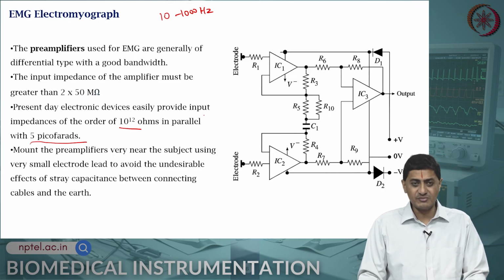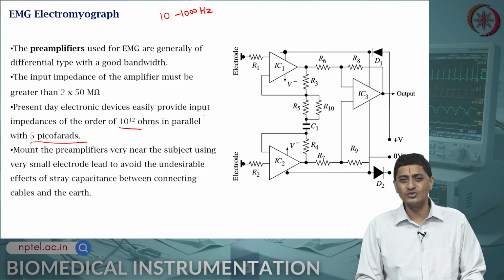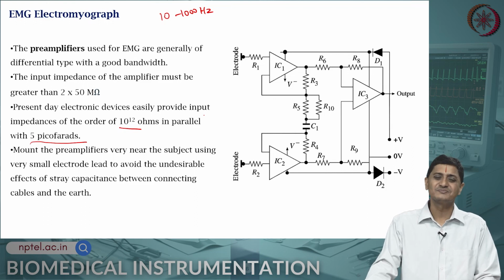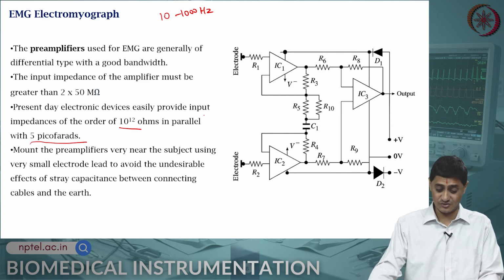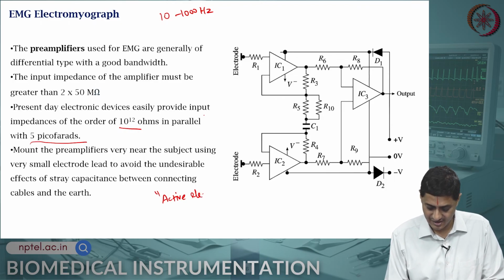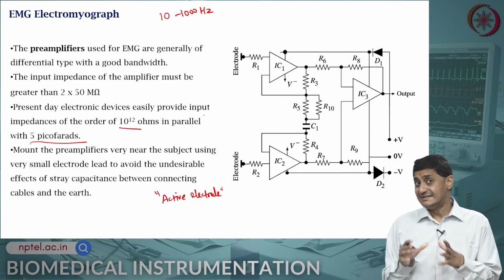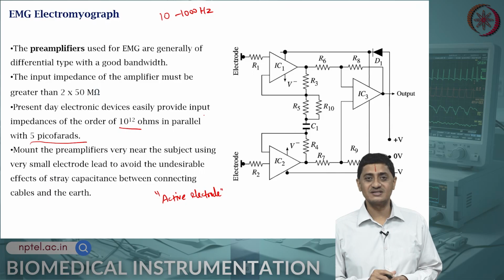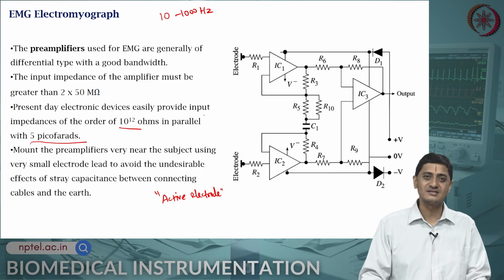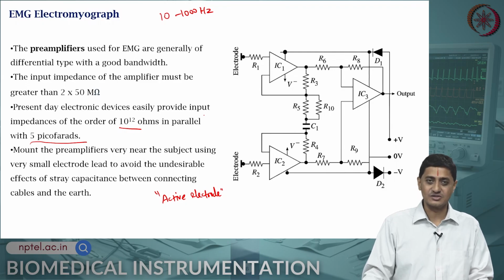And preferably these preamps must be mounted very close to the participant subject using very small electrodes to avoid any undesirable stray capacitance, the cable related capacitance between the cables and the earth. Preferably they should be on the electrode, also called the active electrode configuration. This ensures that the signal alone is amplified and anything else that is picked up along the cable, that cable noise, is minimal when compared with the signal amplitude. So, these are called active electrodes. Okay.